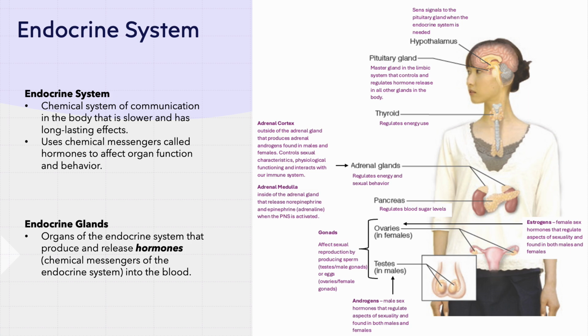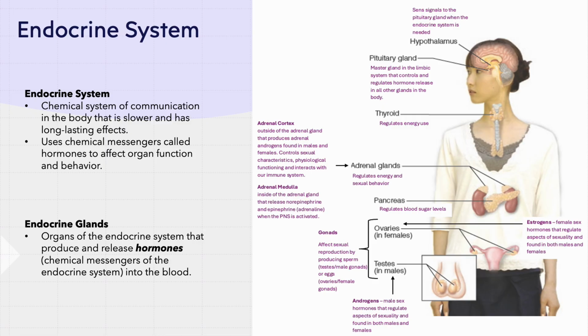Now, the hypothalamus is very important in the endocrine system because it will send signals to your pituitary gland when the endocrine system is needed for something. And your pituitary gland is basically this master gland in your limbic system that will control and regulate hormone release in all the other glands in the body. So a common one we hear about is the thyroid. That regulates our energy use.